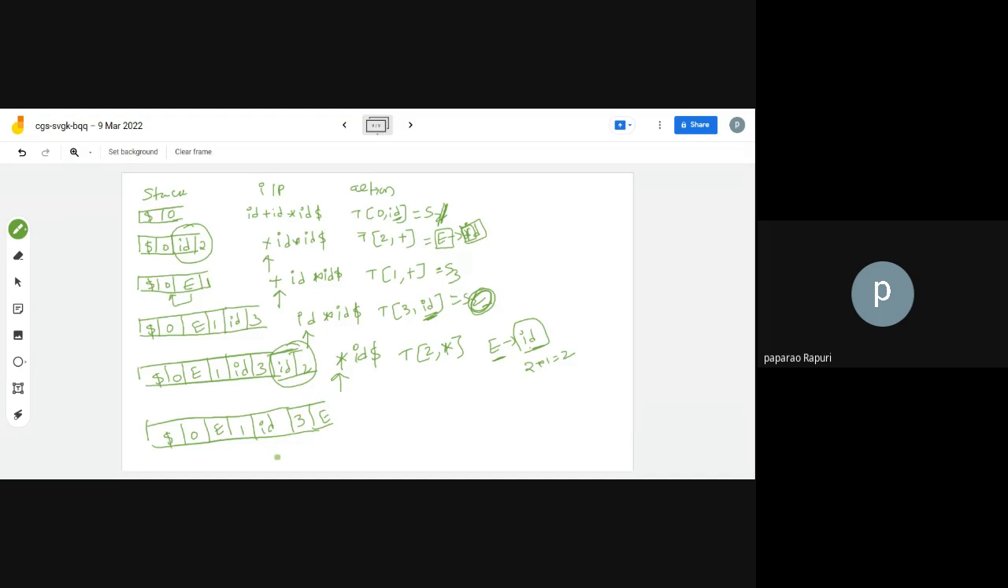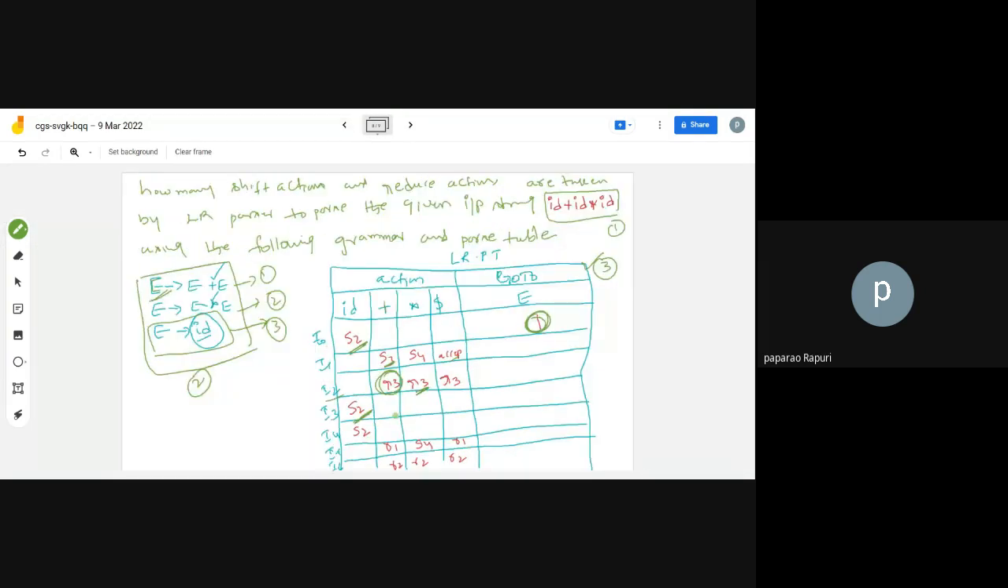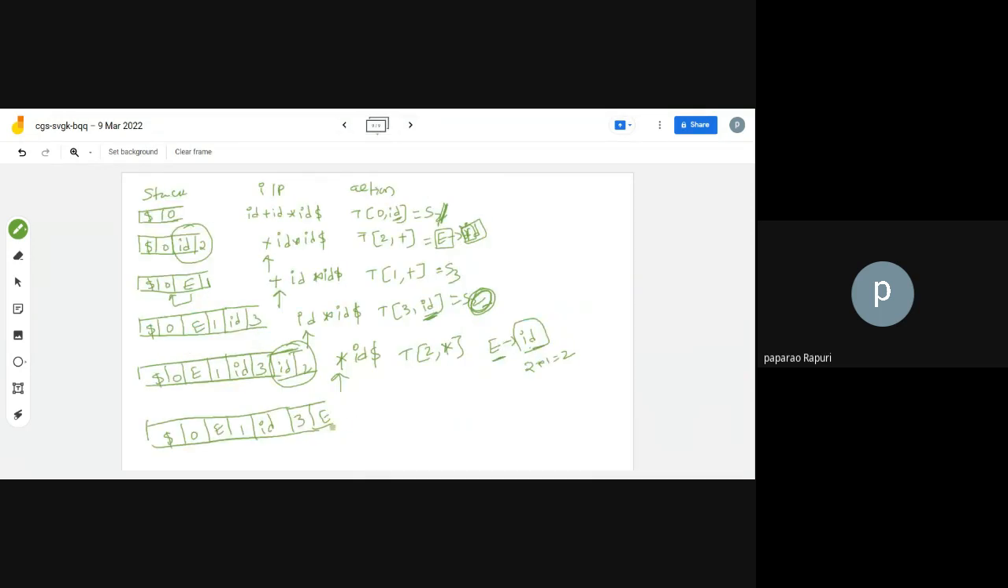What is 3? 3 E. Here it is 5. Sorry, here it is 6. 3 E means 3 E is 5, sir. There is 5, so we need to push 5 here.